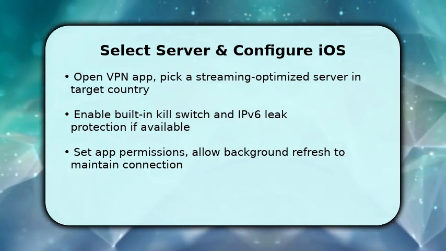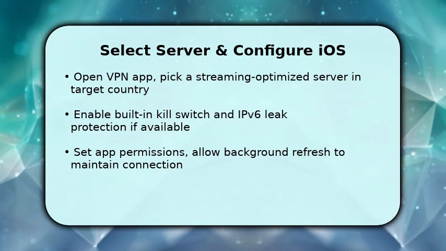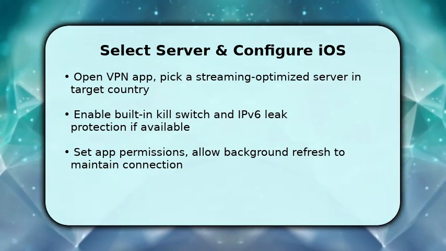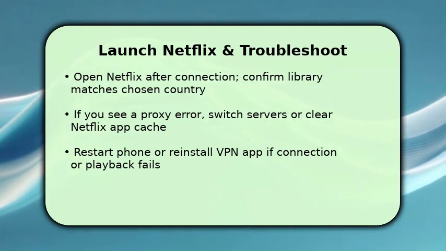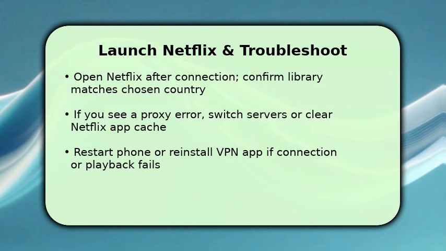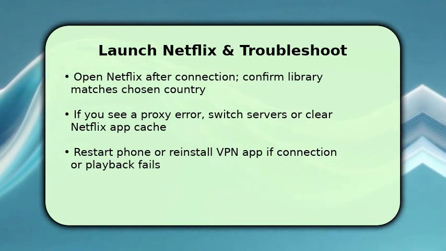With the VPN connected to the chosen country, open the Netflix app and check the available titles. You should see the target region's catalog. If you get the proxy or unblocker error, disconnect and try a different server in the same country, then relaunch Netflix.